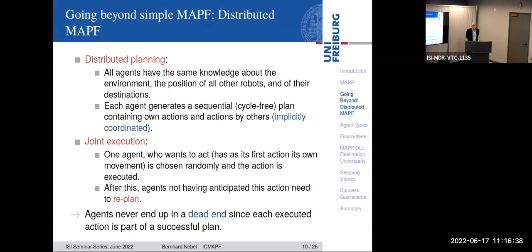Good thing is that by that, agents never end up in a dead end. And the reason for that is that all the agents always have a successful plan. So even if the anticipation was not right, there still exists another successful plan because the other agents already plan for success.